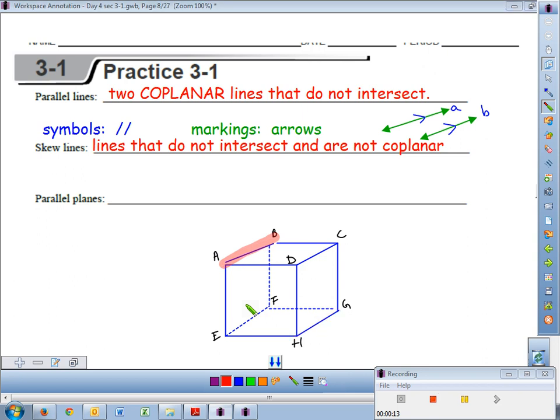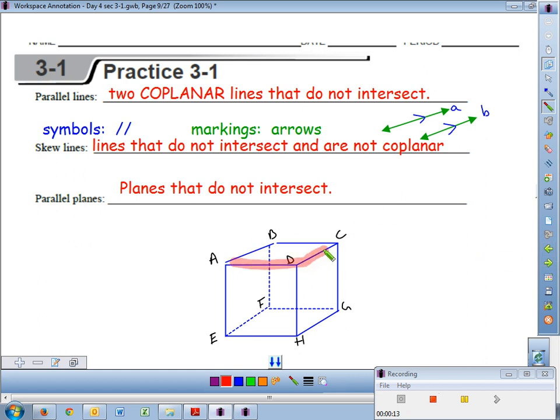Now if I pick these two, these two definitely do not touch. And since they're not going the same direction and they're not in the same plane, those are what we call skew lines. So skew lines don't touch and are going different directions. And then obviously parallel planes are planes that do not intersect.